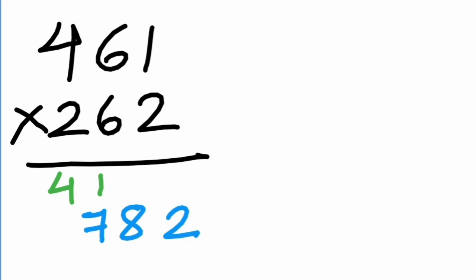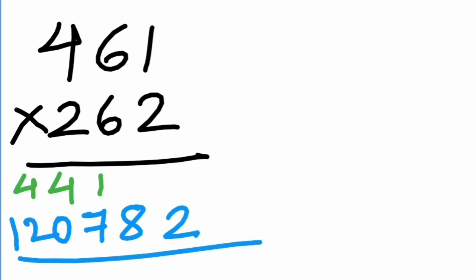Now 6 into 4 is 24. 24 plus 12, 36. 36 plus this 4 added will be 40. 0 and 4 will be carried. Now 4 into 8 is 8. 8 plus 4 is 12. So this is your required answer.